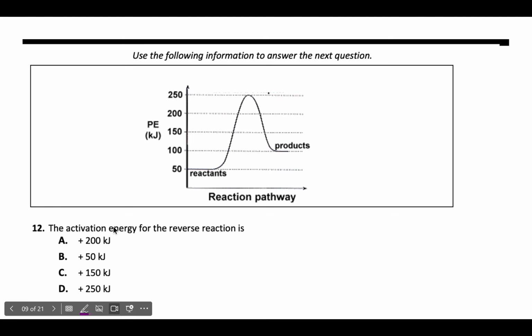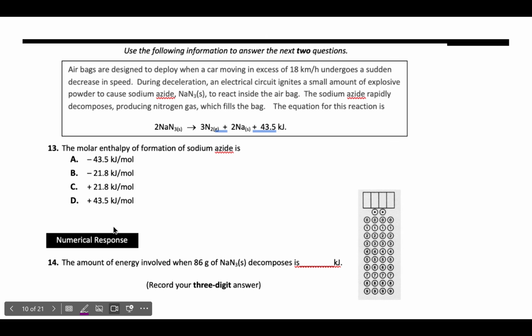Number 12, asking about activation energy of the reverse reaction. Reverse means you're starting at your products, and activation energy goes from the products of the reverse to the top of the hill. So that's where our activation energy for the reverse is, and we want that distance. If we just take the distance between 250 and 100, we'll see that the activation energy is 150. Okay, keep going here. This one gives us some information about a reaction.